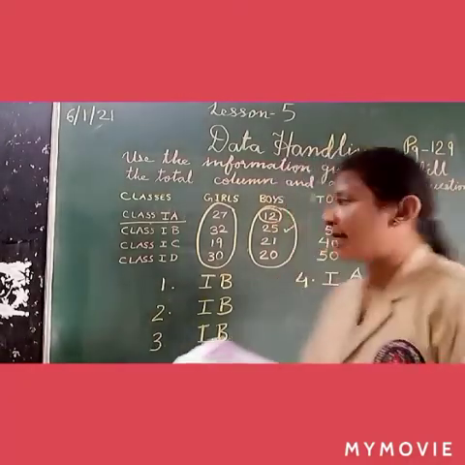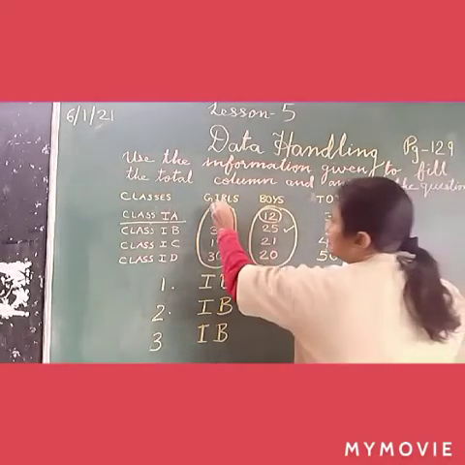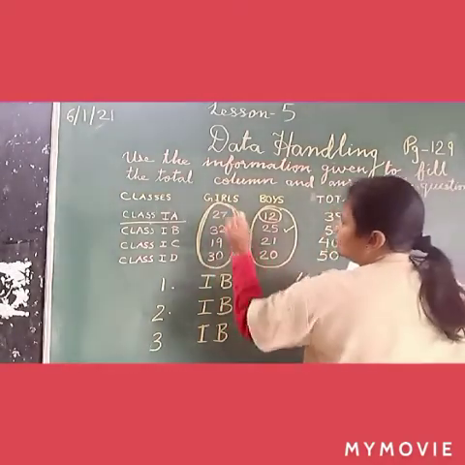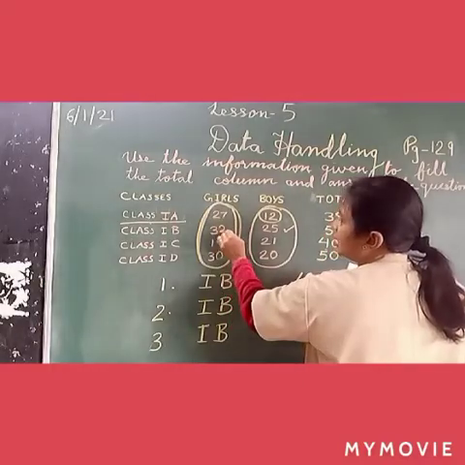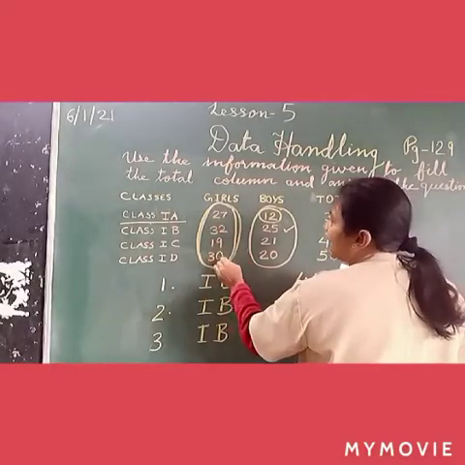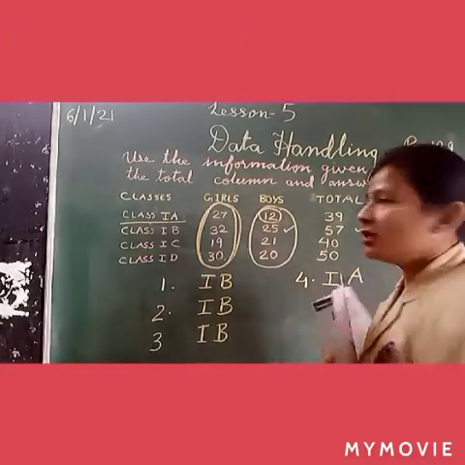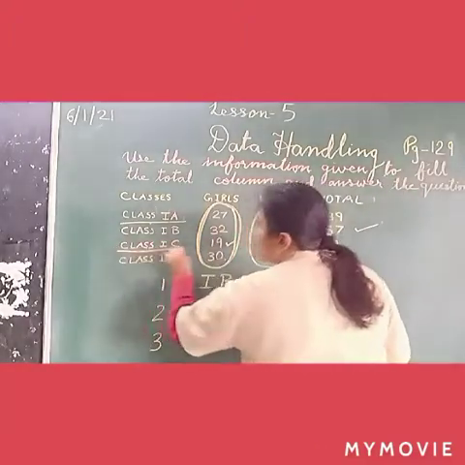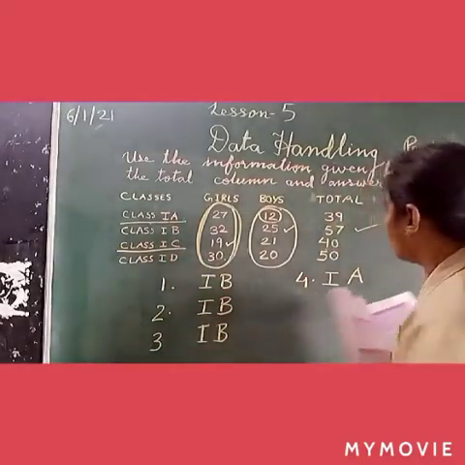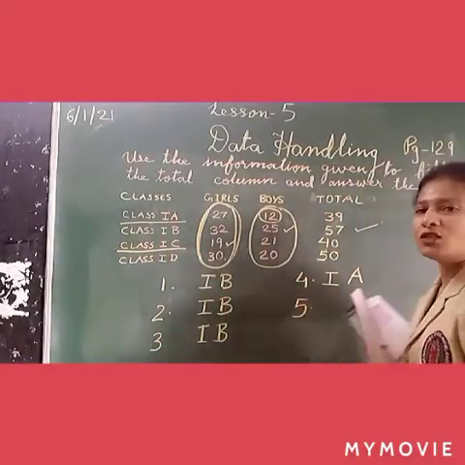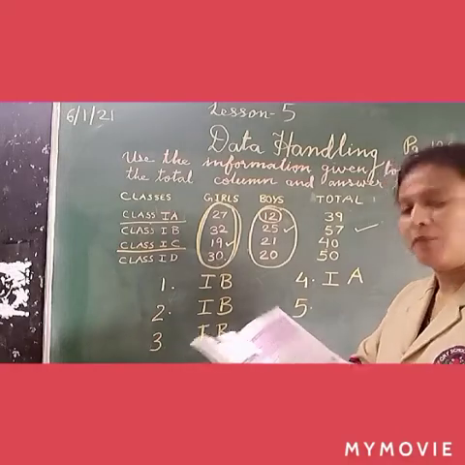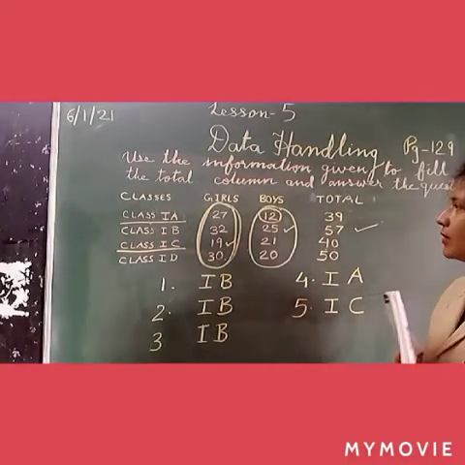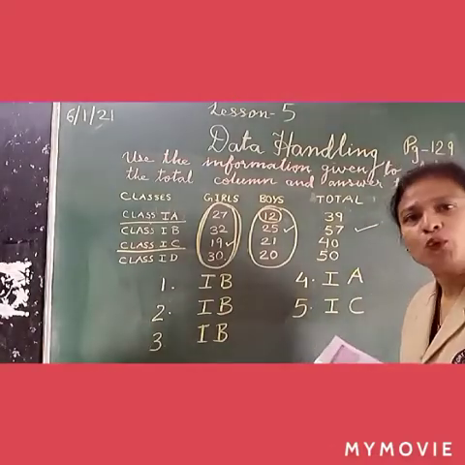Which class has least number of girls? Let's see. Among the girls column, minimum number, smallest number among 27, 32, 19 and 30. What's the answer? The smallest number is 19. So, you got the answer. That is class 1C has least number of girls. So, we will write here 1C.